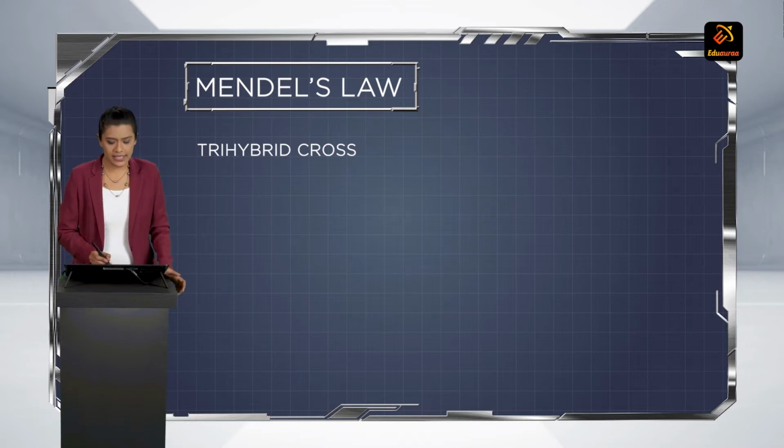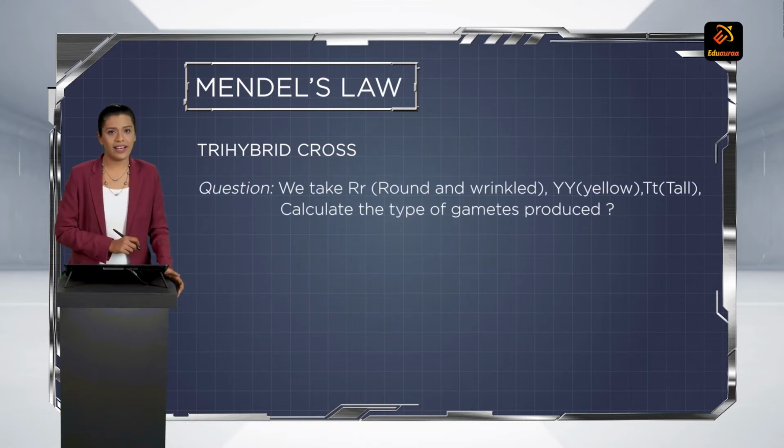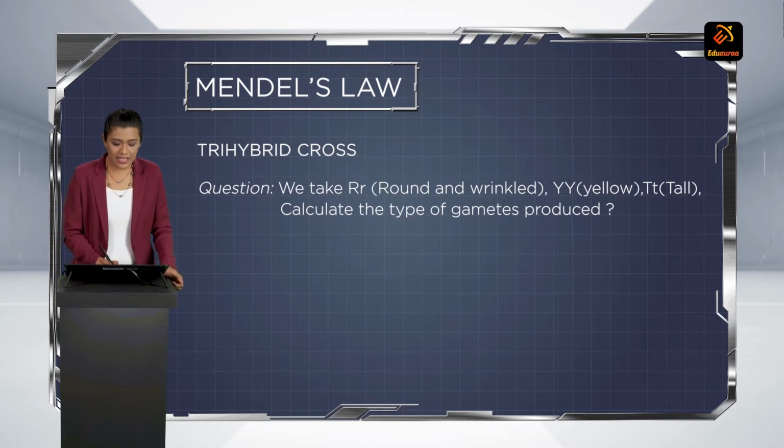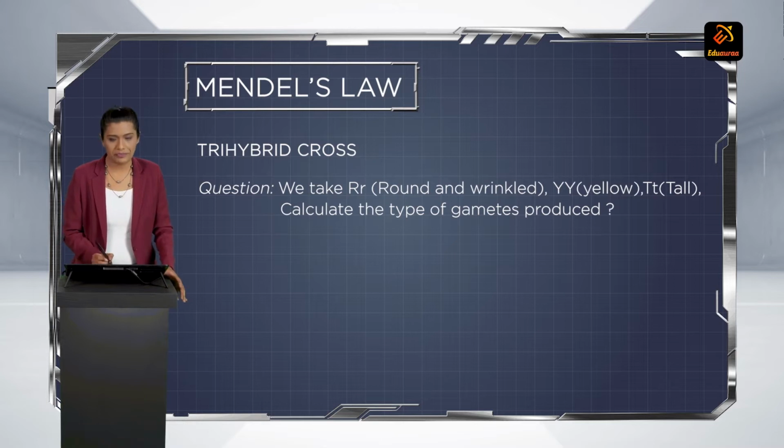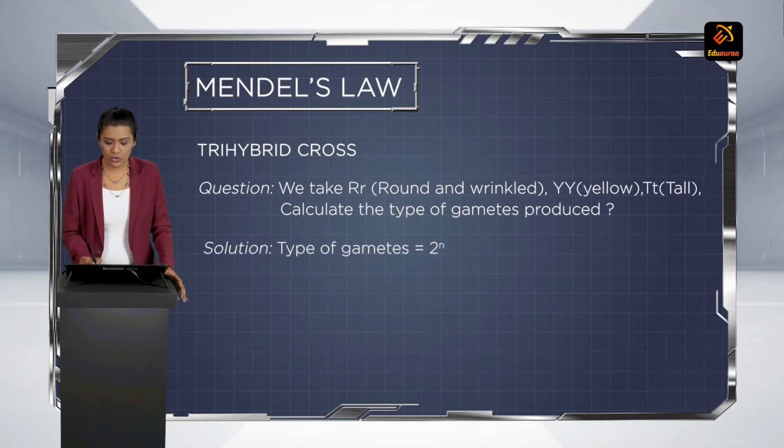Let us say I am considering capital R, small r, that means round and wrinkled. I am considering capital Y, capital Y, both capital Y only. Only yellow. And capital T, small t, again. Now tell me the type of gametes over here, children. We know type of gametes is 2 raised to n.